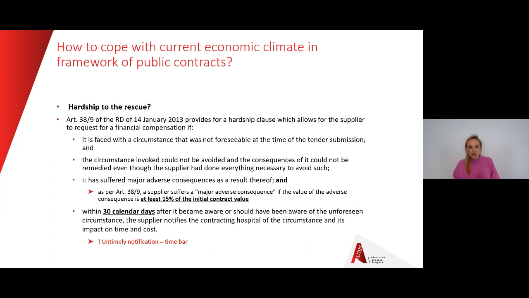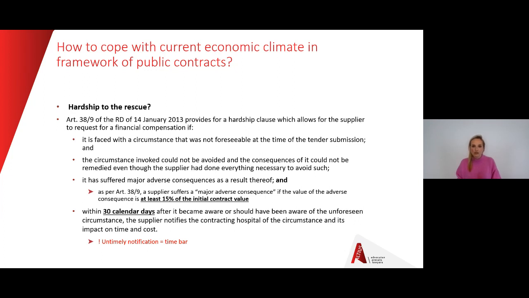And then secondly, the circumstance invoked could not have been avoided and the consequences of it could not have been remedied, even though the good supplier had done everything necessary to avoid such. For example, the mandatory indexation and the spillover of the index, that's not something which you can avoid. Energy prices rising, that's also not something which you can reasonably avoid. So I think the second one is less difficult to fulfill than the first one. And then the third one, and that's where it usually goes wrong, but due to the current inflation rates, perhaps no longer, it has to be a major adverse consequence.